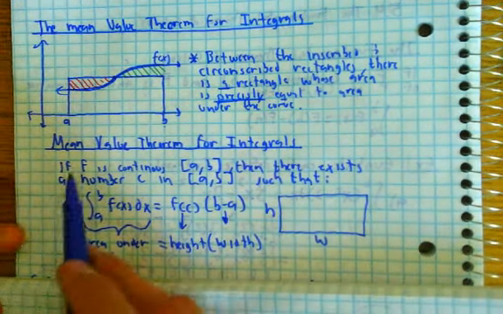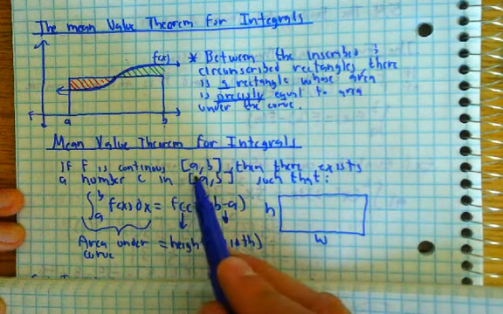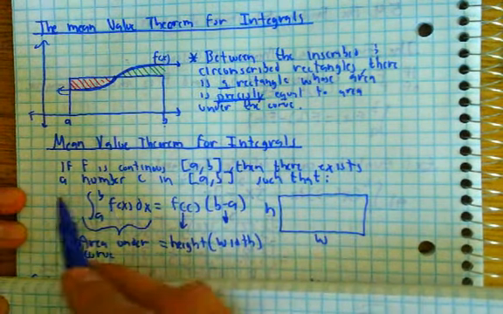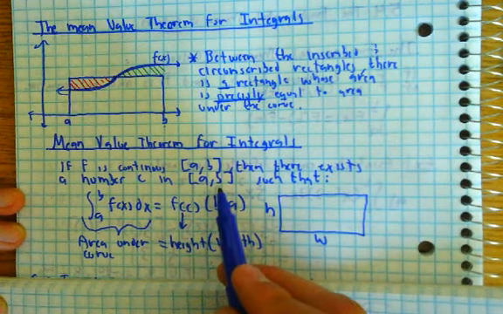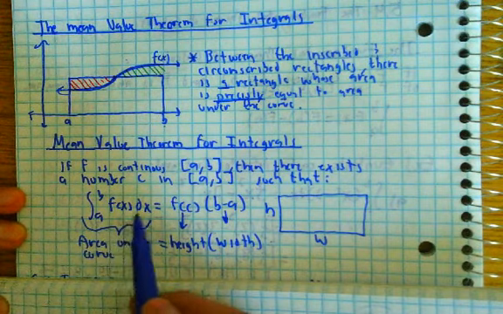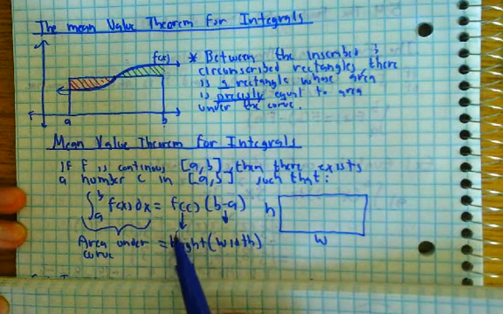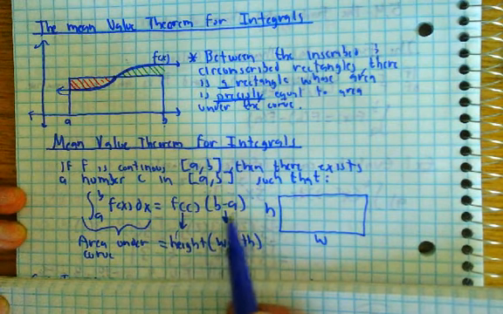So if we put that into words, here's what the mean value theorem for integrals says. If f of x is continuous on a closed interval from a to b, then there exists a number c in the closed interval from a to b such that the definite integral from a to b is equal to f of c times b minus a.